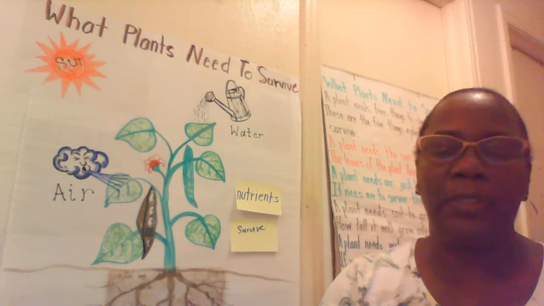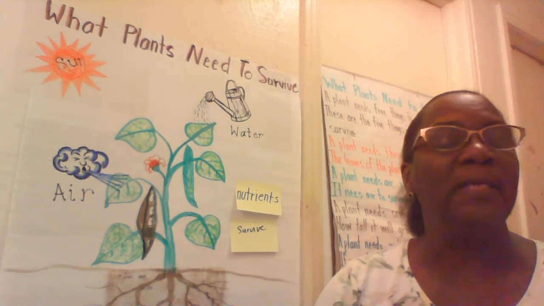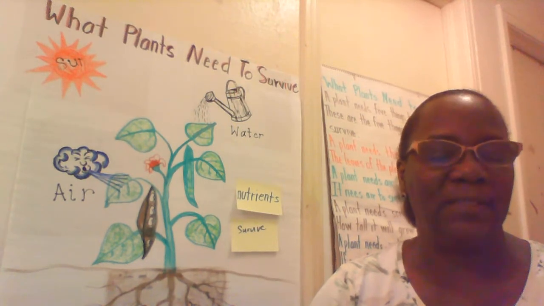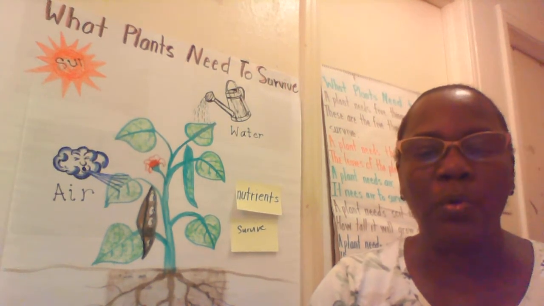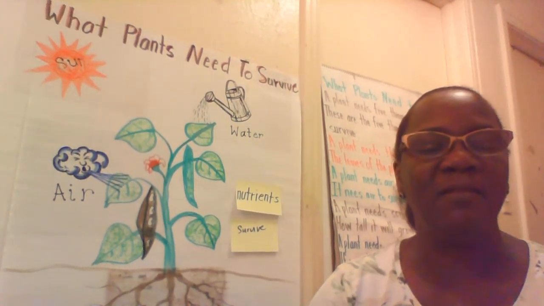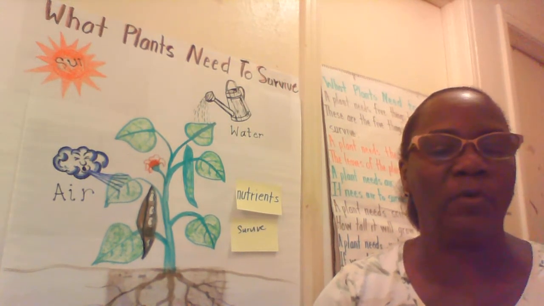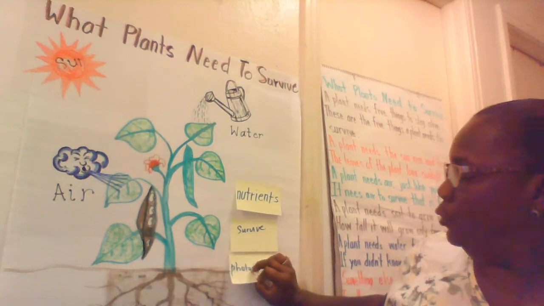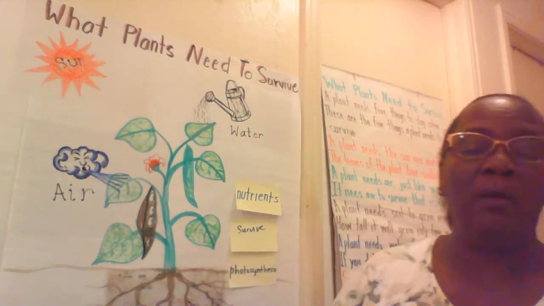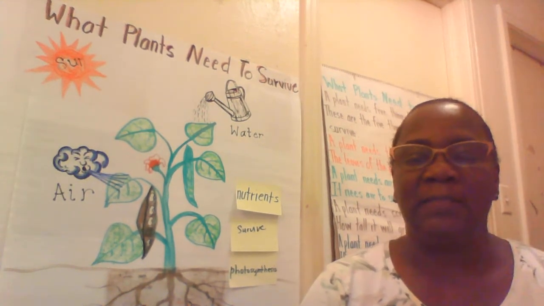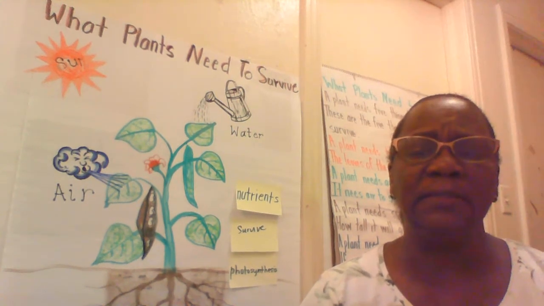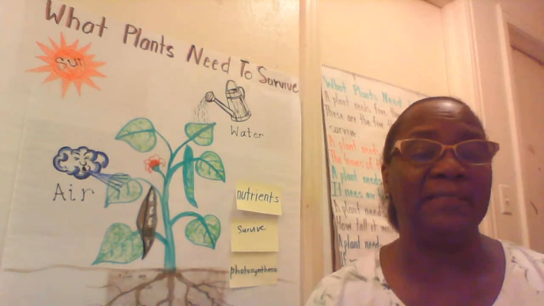Our next word is a very big one. This word says photosynthesis. Listen again. Photosynthesis. Now let's try saying it together. Photosynthesis. Let's try that again. Photosynthesis. And I'm going to put the word photosynthesis up on the board. Photosynthesis is how the plant makes its food.